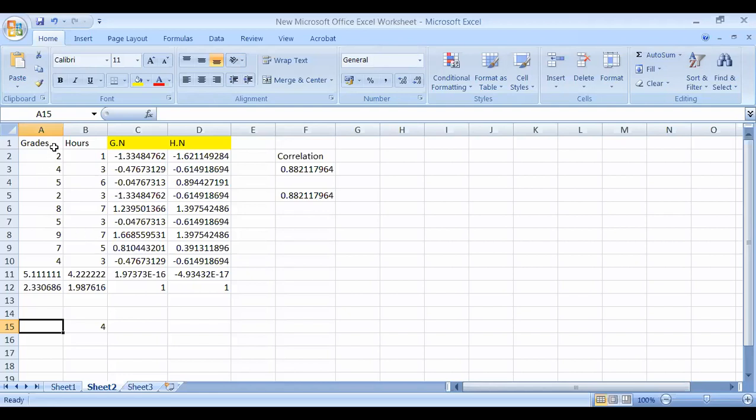Or if you take grades, you can also make predictions using grades to see how many hours this person has studied. So the minimum grade is 2 and the maximum grade is 9. So you should not make predictions for a grade of 10 or 11, or for a grade of 1, because whatever correlation coefficient you have calculated, there is a limit on it. So the minimum value and the maximum value should always be maintained. You should not make any prediction beyond those minimum and maximum values. That's a very important thing.